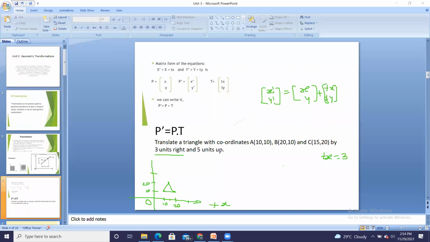And 5 units up. 5 units up means what? Whenever I am moving upwards, your y value will go on increasing. Your y value will go on increasing as soon as you move upwards. So your ty will become 5.